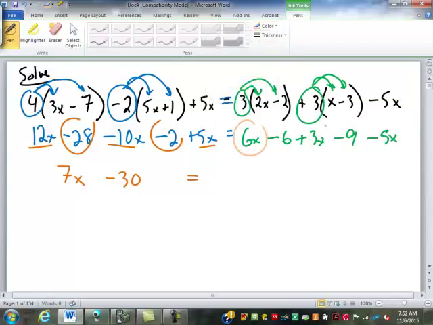So now we've got 6x, 3x, and negative 5x makes 4x. I don't know why I got pink. 4x. And then negative 6 and negative 9 is negative 15.